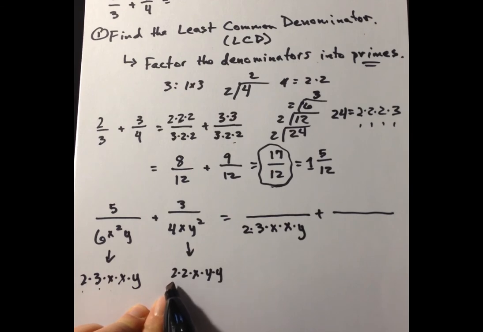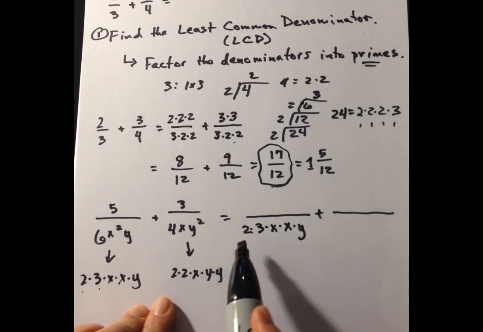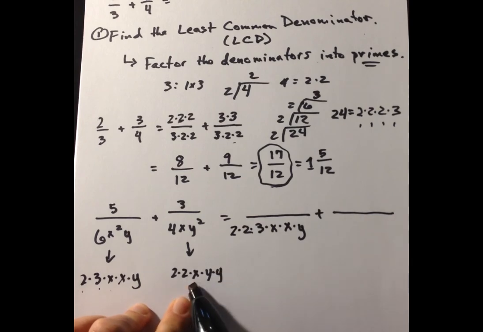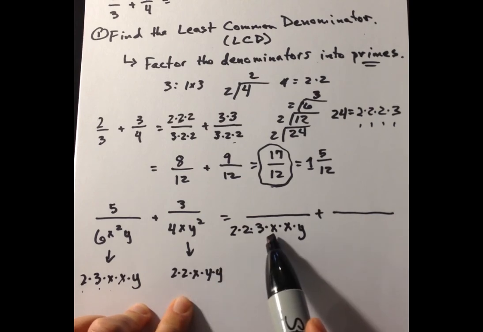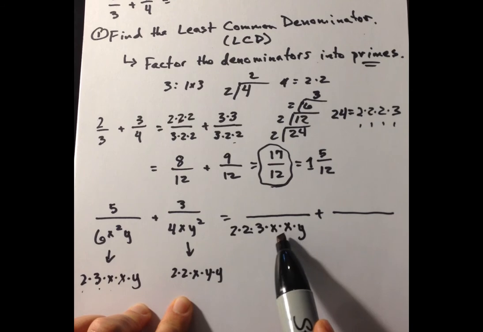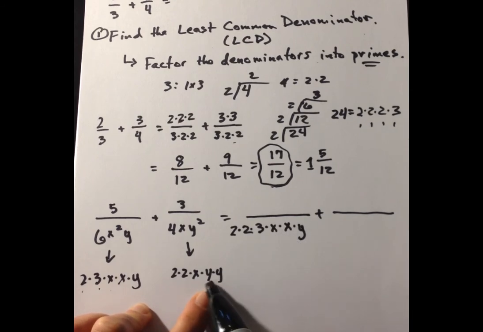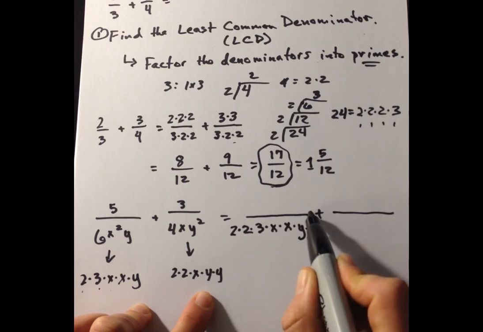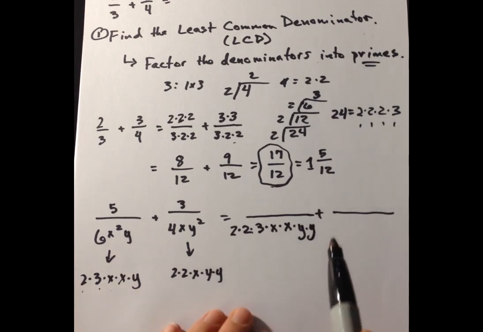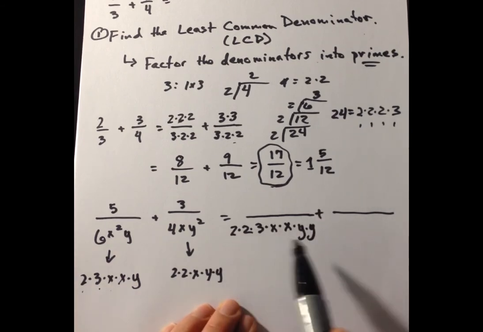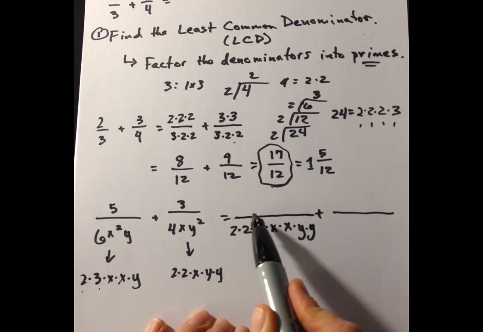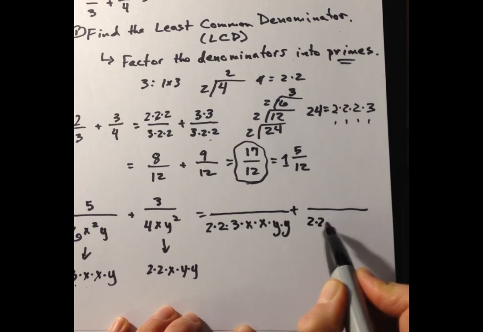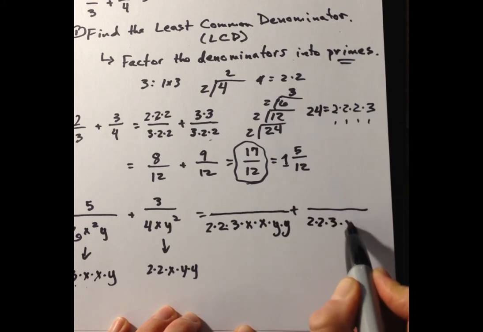Well, over here I see that I actually need 2 factors of 2. I've only got 1. I've got to put one more in. I need 1 factor of x. Okay, that's taken care of already. I've already got 2 factors of x. And I need 2 factors of y. Here I only have 1 factor of y, so I'm going to have to multiply 1 more in there. Now this is the denominator that we're going to put both fractions in terms of.